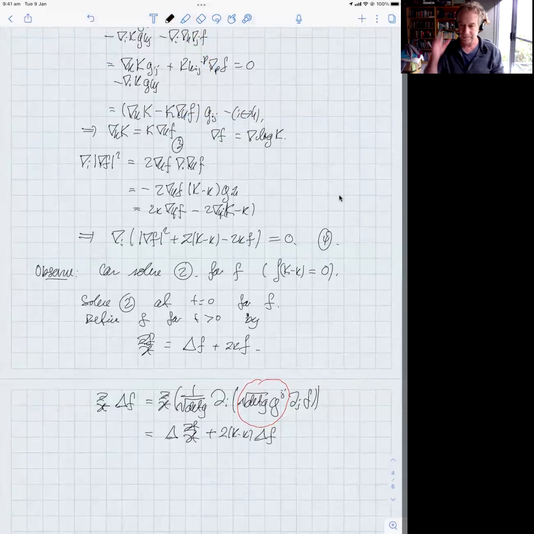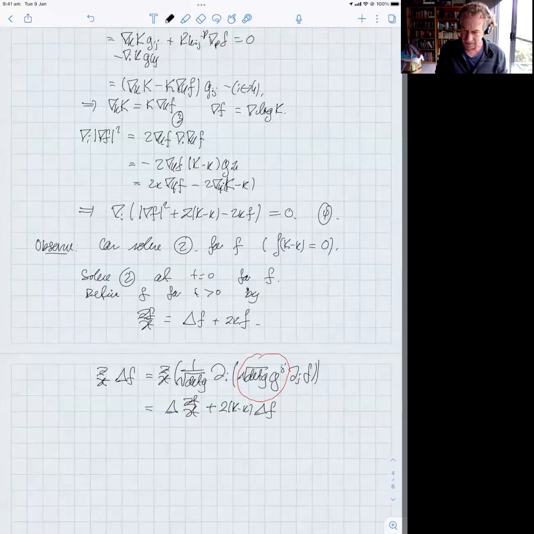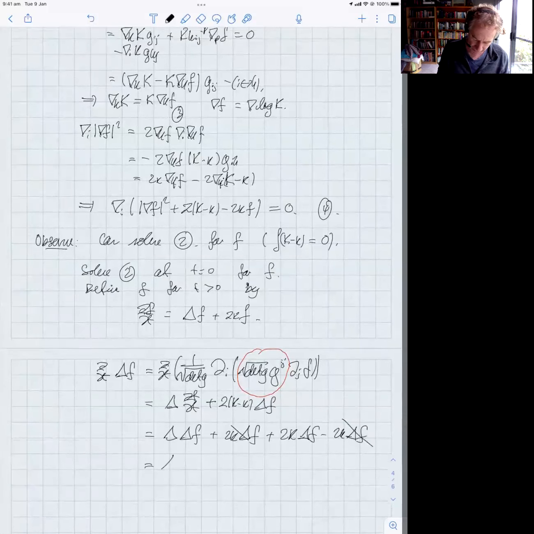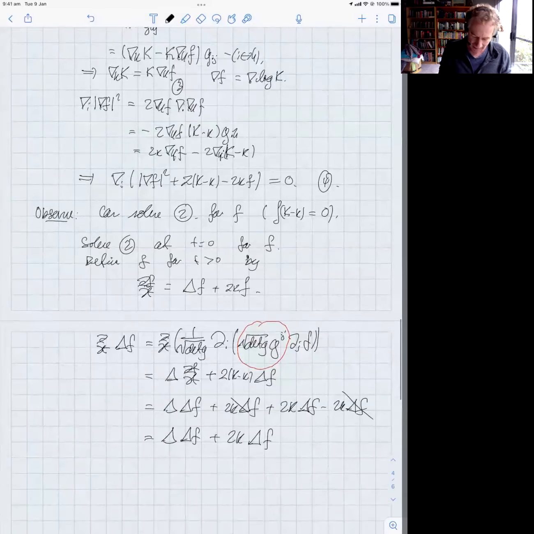Laplace f. Okay, so I get a rather nice equation for the evolution of the Laplacian. And remember, we're defining df/dt by this equation above. So this will be Laplacian f plus 2 kappa Laplacian f. And now I'll get a plus 2k Laplacian f minus 2 kappa Laplacian f. So this and this are going to cancel, and I end up with just this. So I get Laplacian f and plus 2k Laplacian f.